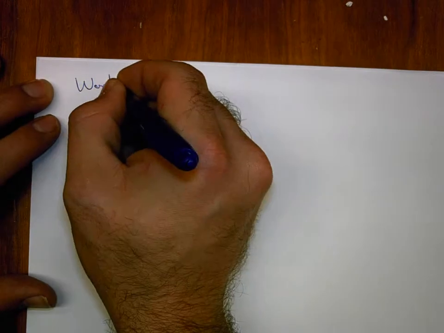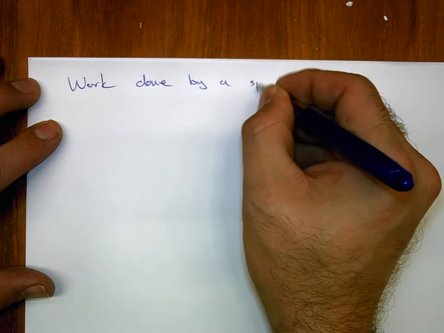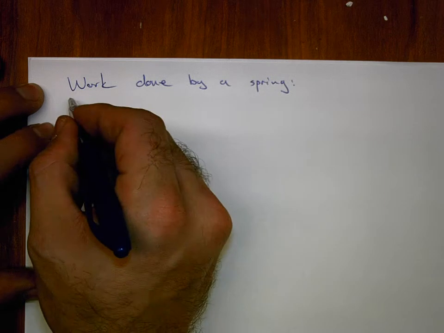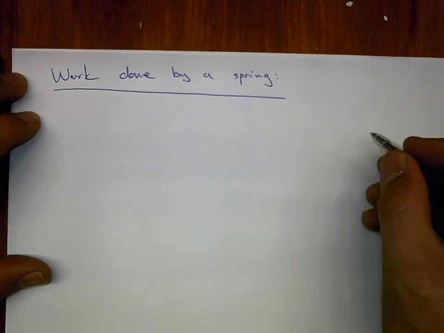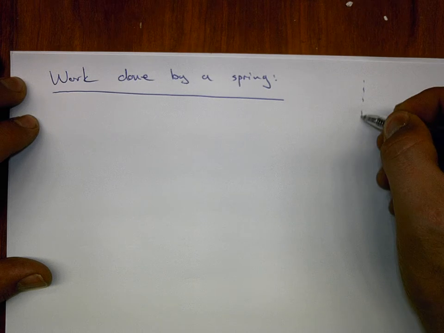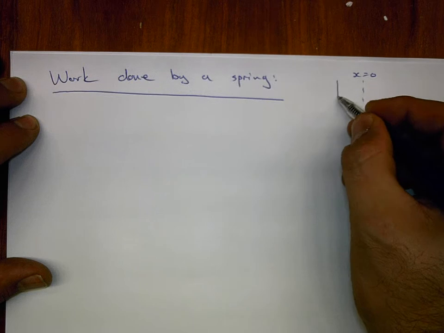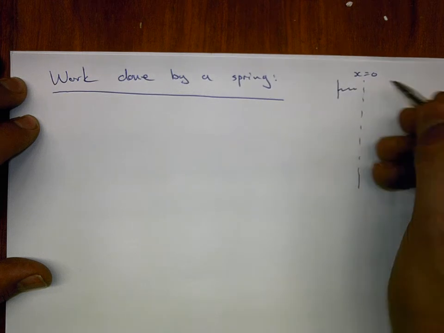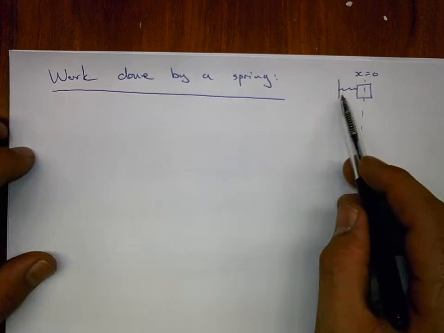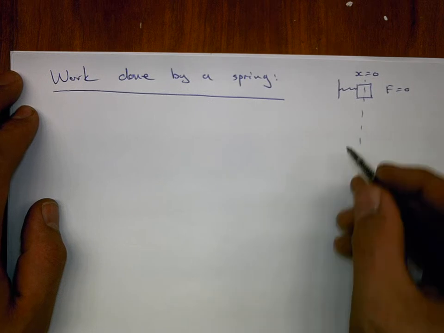So, work done by a spring. Let's say we have, this would have been the equilibrium position, so let's call that x equals 0. Here is a wall, and we've got the spring and our mass. The spring here is in equilibrium, so here the force is equal to 0.